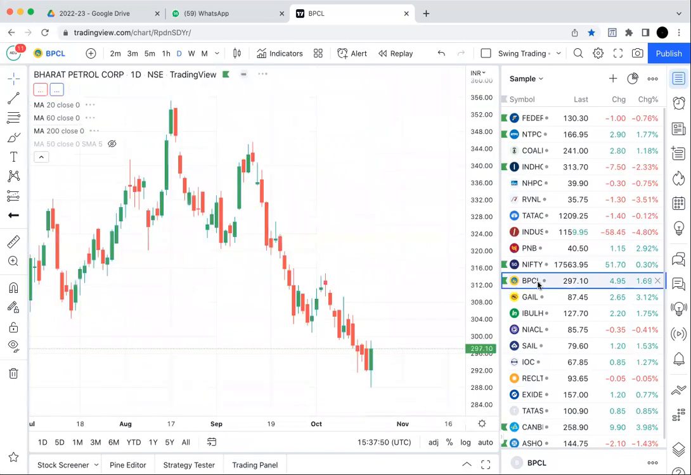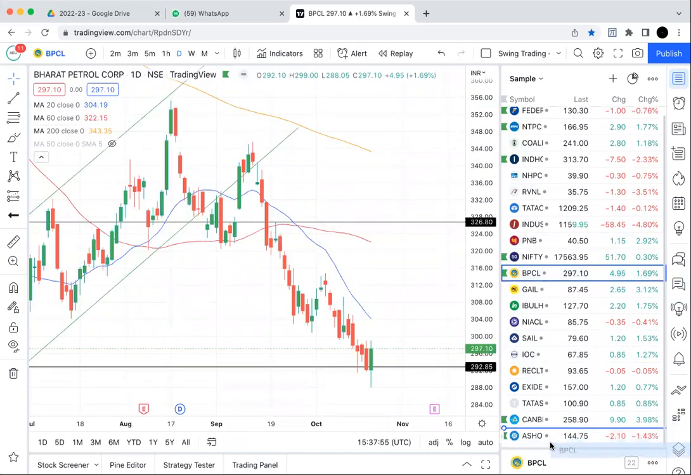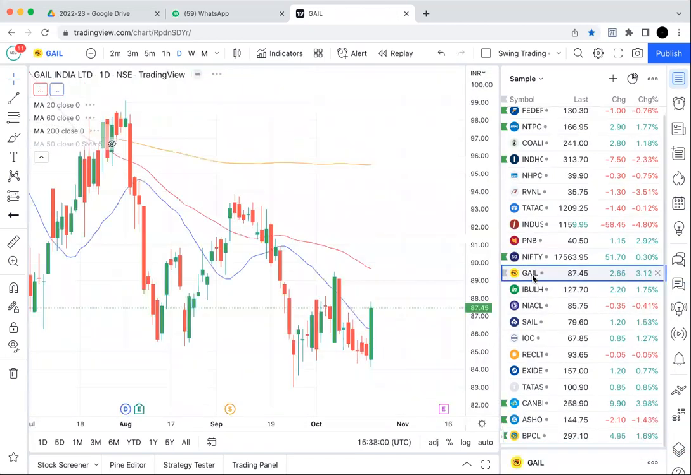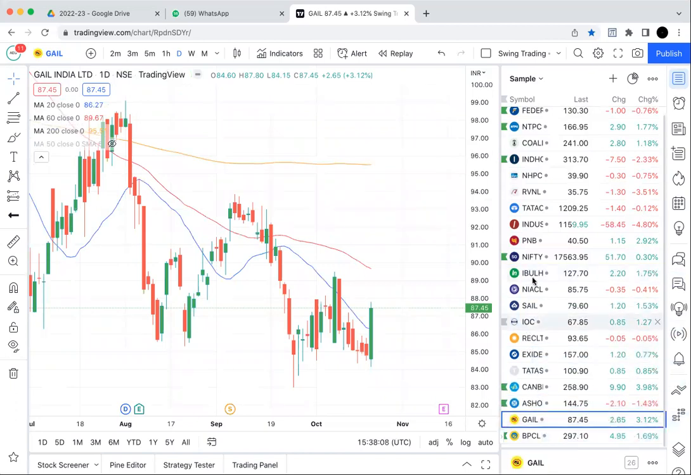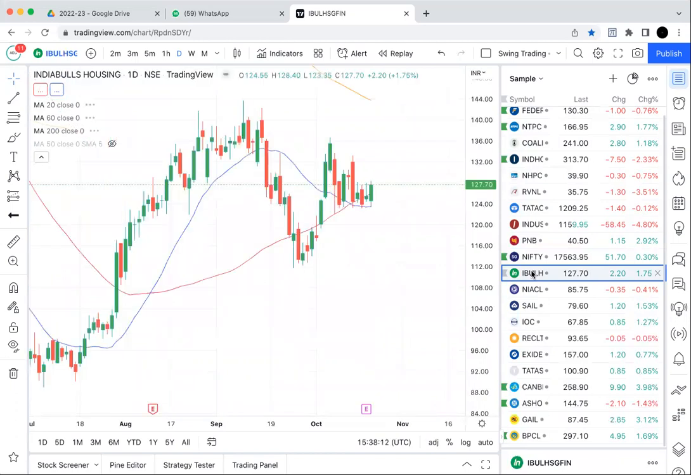BPCL. No, I'll move that to the bottom. Okay, GAIL India. See that? The 200 is on the top, totally the reverse. So it's definitely on a downtrend. I'm not using that right now, but I'll keep it on my watch list to keep an eye on.